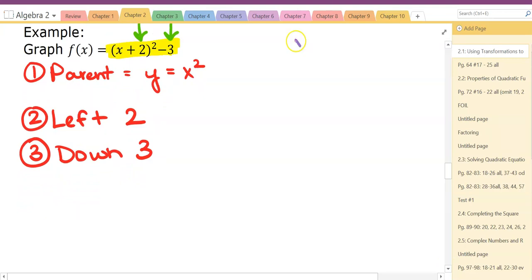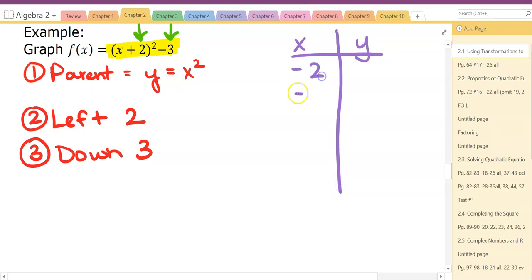I talked about those t-charts. We did those in section 2. I always did that -2, -1, 0, 1, 2. So we're just kind of pulling from what we just talked about. So we can't forget everything that we just did in chapter 1. Remember, this chart was always 4, 1, 0, 1, 4 for those points. That's the parent function.